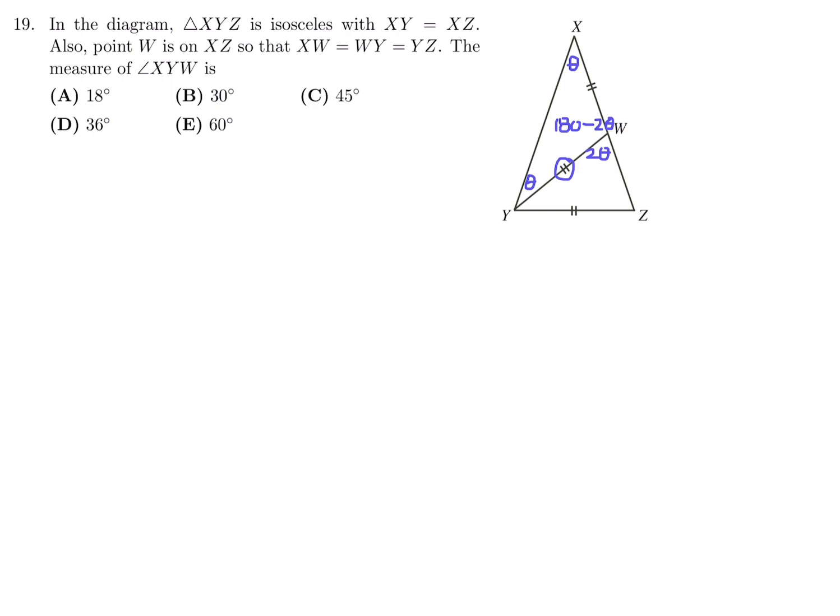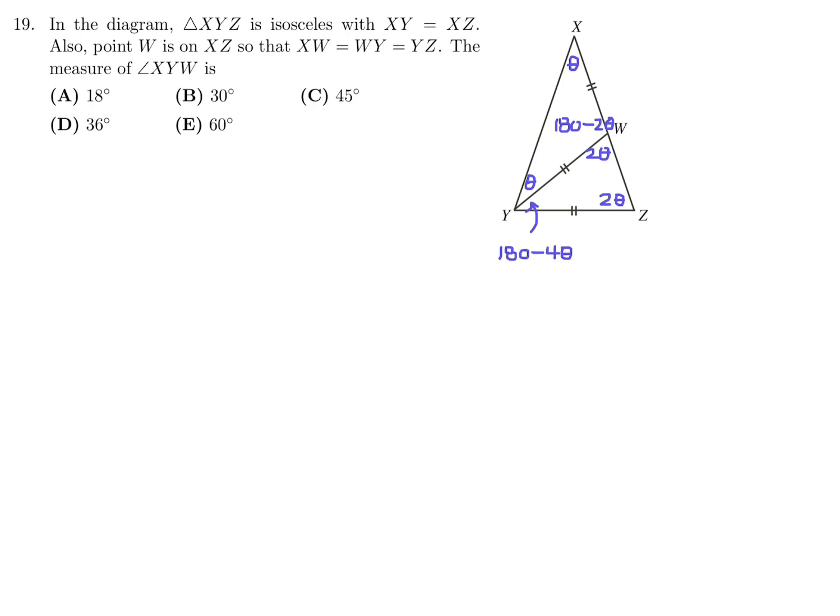And then this is isosceles. So that basically means that this angle is the same as that angle. So if that is 2 theta, this is 2 theta. And then finally, this, this, and this must all add up to 180. So that means this angle in here is 180 minus 4 theta.